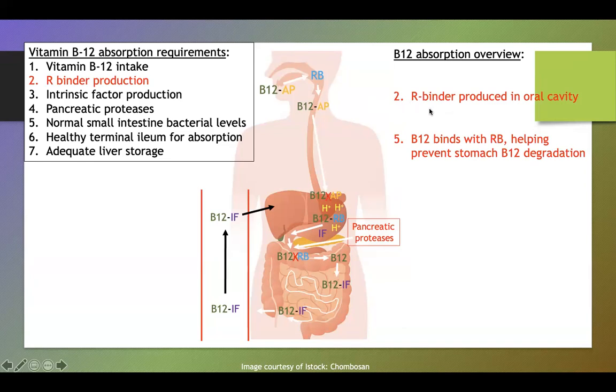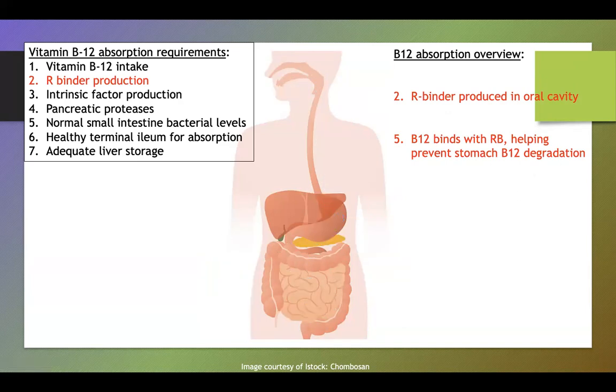I also want to point out that R binder, like we just mentioned, is produced in the oral cavity. And this is the most important step here. It's going to help prevent B12 degradation in the stomach. So I'm going to clear the screen and we'll talk about how that works. If we had B12 bound to an animal protein without R binder, what's going to happen is that in the presence of acid, that will dissociate. We'll have B12 hanging out by itself, and the acid will destroy that very quickly.